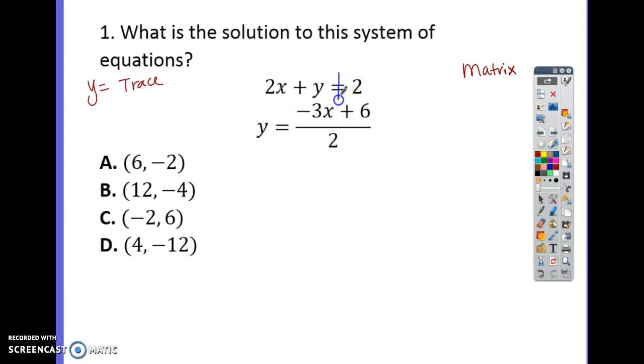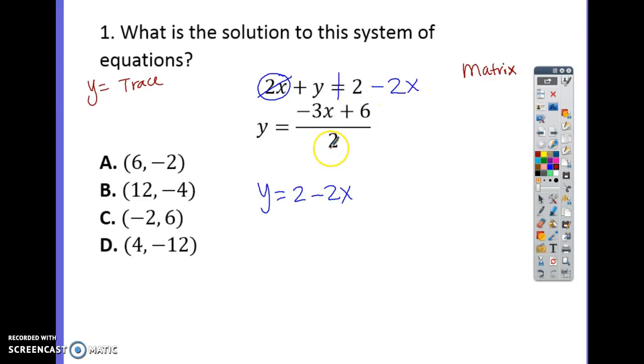All you have to do to the top one is move the 2x over and change the sign to minus 2x. And now your equations are ready to be put in the calculator. Make sure that you're writing this down. So the top equation is y equals 2 minus 2x. The bottom equation is y equals negative 3x plus 6 all over 2.